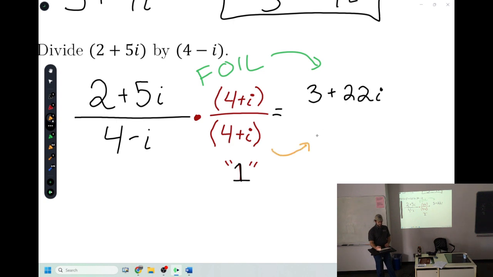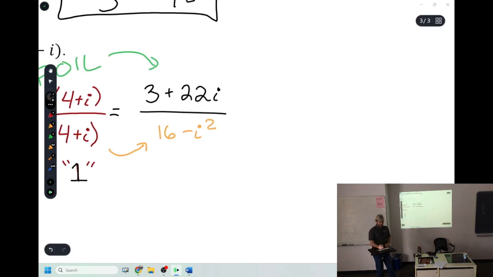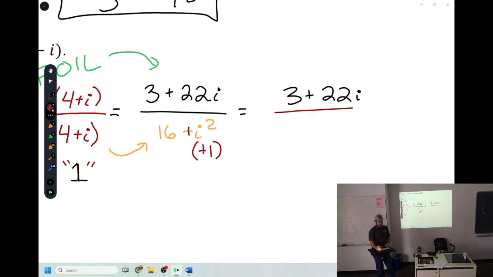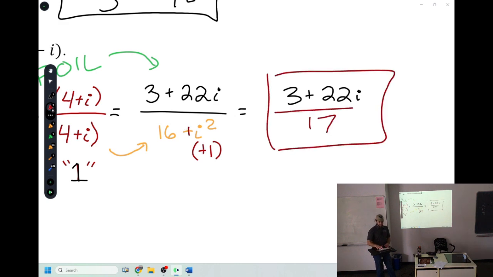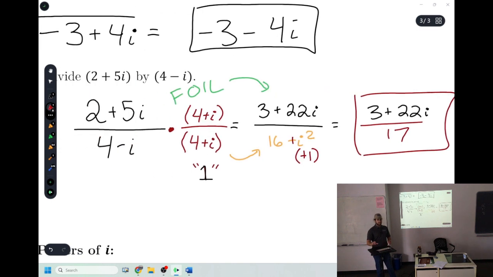16 minus i squared. Oh, but that i squared's got to change into something, right? What does the i squared change into? Negative 1. Negative turns into a positive, and you're left with 17 on the bottom. That means the people who did the top had to do another i squared thing as well, huh? You had an i squared thing happen in the middle there? Yeah. Okay. Good job then. Good way to recognize it and make it happen.